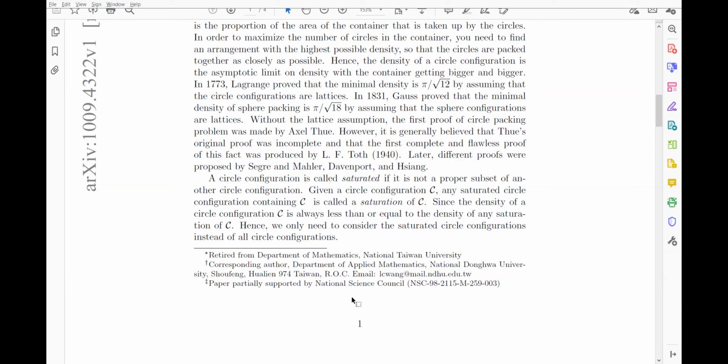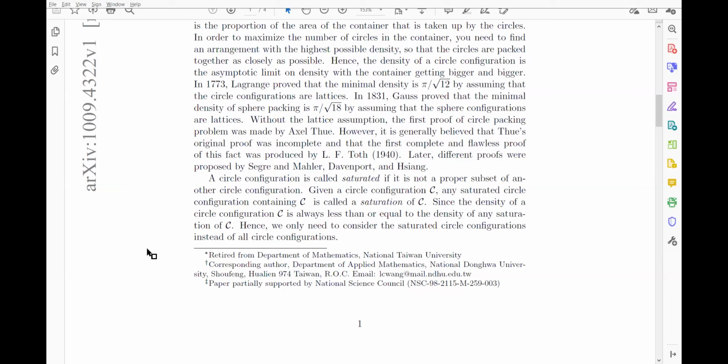All right, so now we start to have some text coming in here. So a circle configuration is saturated if it is not the proper subset of another circle configuration. So what do you think this means at a high level? We have some circle covering of the plane. Yes. Means if we could just add another circle in it, then the current one wouldn't be the most.